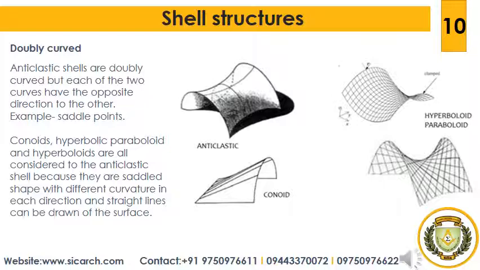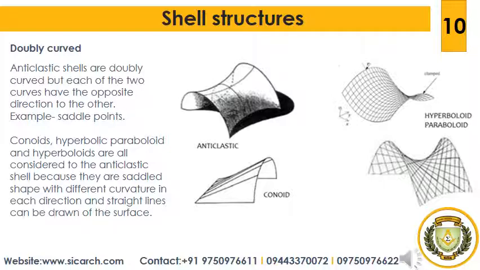Next is the anticlastic shells. The anticlastic shells are doubly curved, but the two curves have opposite directions to each other. Examples are saddle points, conoids, hyperboloids, and paraboloids. They are all considered anticlastic shells because they are saddle shaped with different curvature in each direction, and straight lines can be drawn on the surface.